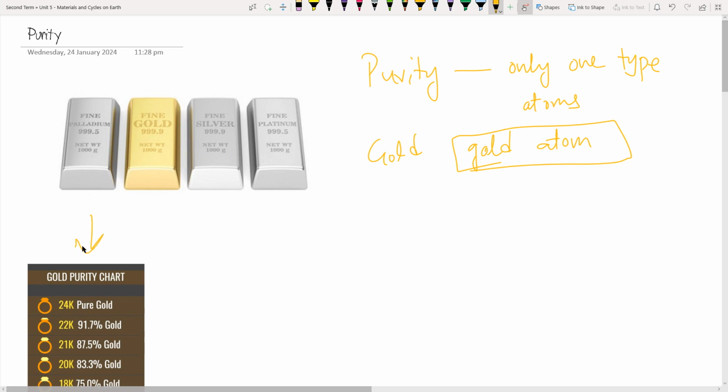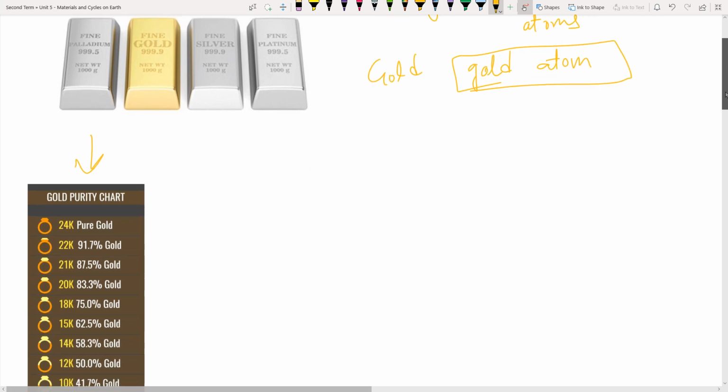This is the purity chart. I'll come to this in a moment. So we do know that gold is sold in several compositions, different purities. We've got 24 karat, 22 karat, 21 karat, different compositions of gold owing to different percentages. So let's get into this carat scale.